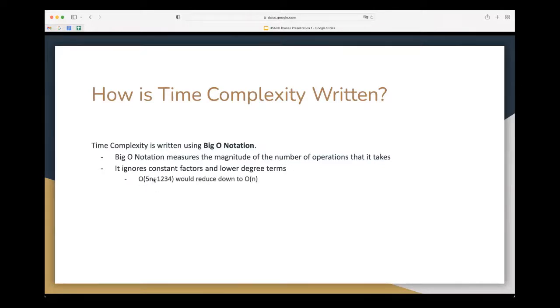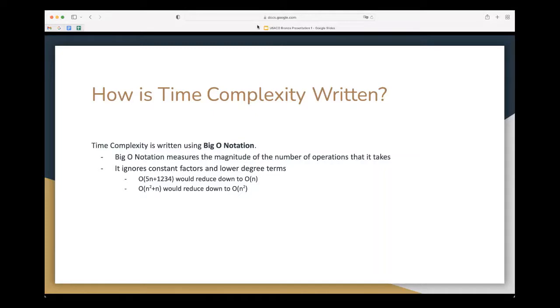Well, look at this, O of 5n plus 1, 2, 3, 4. That wouldn't really be a time complexity. That would just reduce down to O of n because you see that there's a 5 constant factor, and there's also a lower degree term, which is 1, 2, 3, 4. So if you get rid of the constant factor and the lower degree terms, then it would reduce down to O of n. Another example is, if you have O of n squared plus n, that would just reduce down to O of n squared. That makes sense to everyone, right?